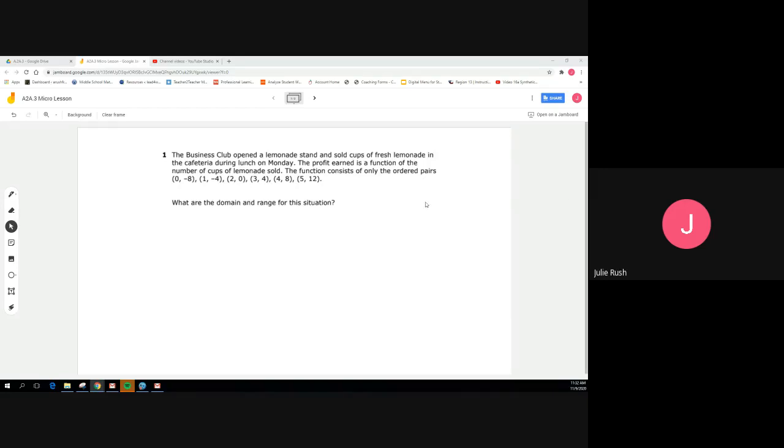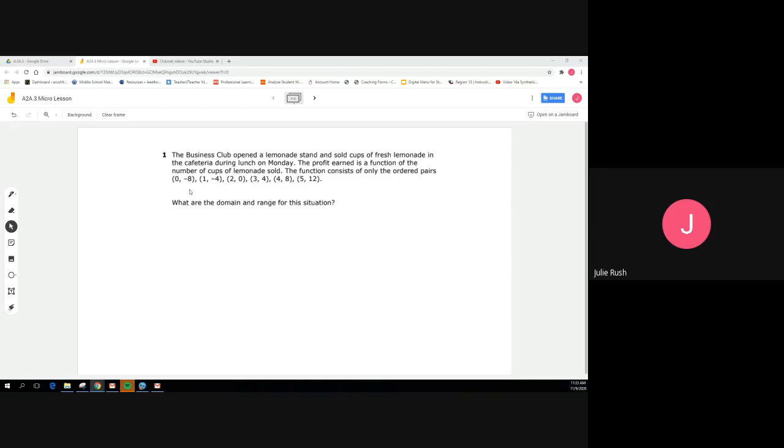Number 1 says the business club opened a lemonade stand and sold cups of fresh lemonade in the cafeteria during lunch on Monday. The profit earned is a function of the number of cups of lemonade sold. The function consists of only the ordered pairs (0, -8), (1, -4), (2, 0), (3, 4), (4, 8), and (5, 12). What are the domain and range of this situation?